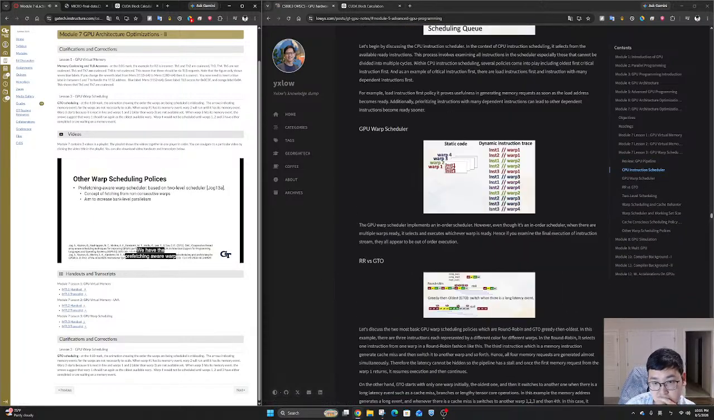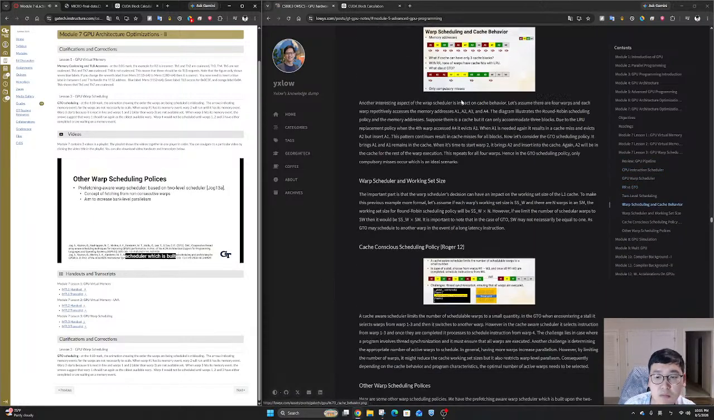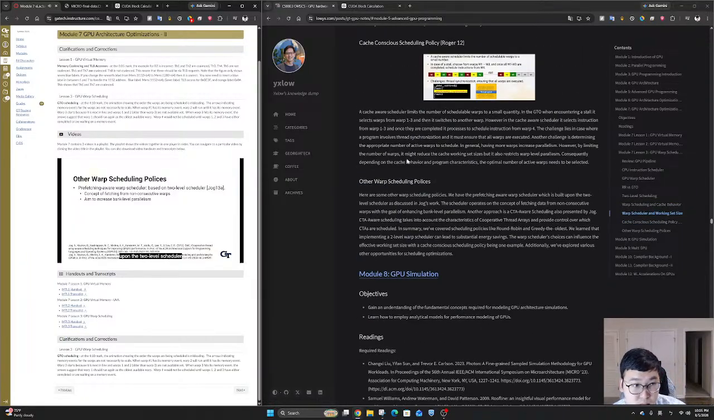We have the prefetching-aware warp scheduler, which is built upon the two-level scheduler, as discussed in Zhang's work. The scheduler operates on the concept of fetching data from non-consecutive warps with the goal of enhancing bank-level parallelism. Another approach is CTA-aware scheduling, also presented by Zhang. CTA-aware scheduling takes into account the characteristics of cooperative thread arrays and provides control over which CTAs are scheduled.